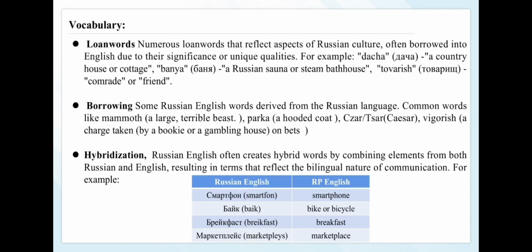Vocabulary, loanwords. Numerous loanwords that reflect aspects of Russian culture are often borrowed into English. For example, dacha, a country house or cottage. Banya, a Russian sauna or steam bathhouse. Borrowing: some Russian English words derived from Russian language. For example, mammoth, a large extinct beast, parka, a hooded coat. Hybridization, for example, smartphone, bag, breakfast, marketplace.